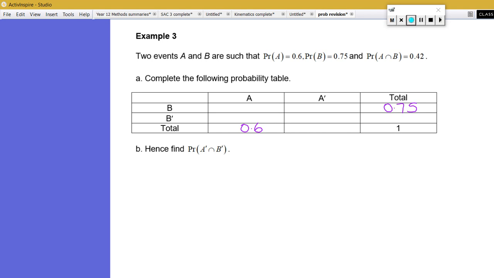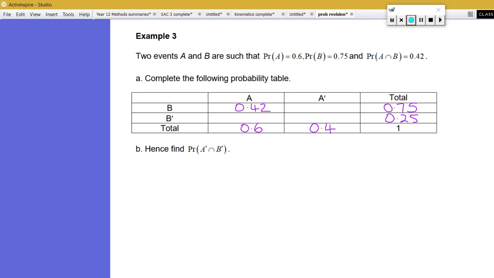Now, that tells us that we can fill in the missing bits here. So if A is 0.6, not in A is 0.4, and if B is 0.75, not in B is 0.25. So what else do we have? Well, we know that the intersection, so this first cell up here in the top left, is 0.42. So we can fill in the missing bits now.